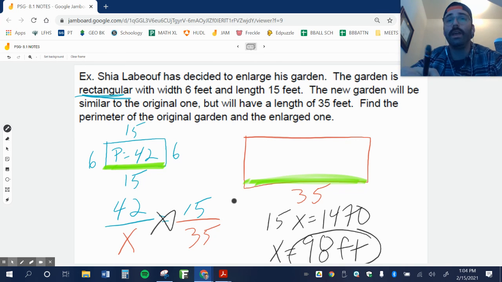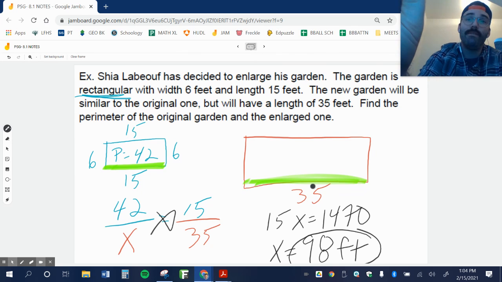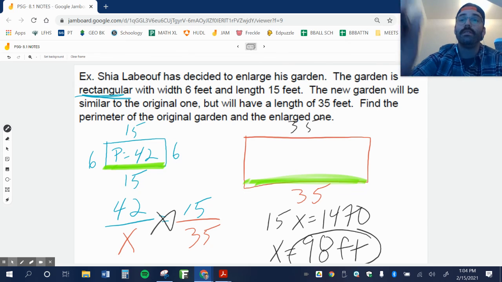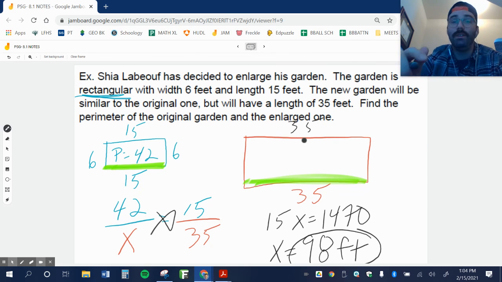I could ask you, if the perimeter of the new garden is 98 feet, what's the width? Well, if this is 35 and this is 35, that must be 70. Then I have 28 left over. It must be 14 and 14. Now you would know the new dimensions too. I can get a lot of information from this.